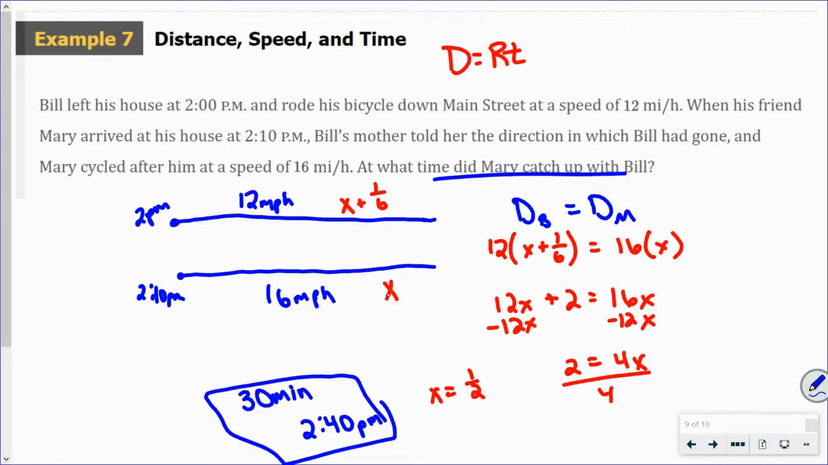And I know that because x here is 30 minutes, and she started at 2:10. Here, I have to take my 30 plus the 10 minutes equals 40 minutes, and 2 p.m. plus 40 minutes is 2:40. Okay, so it said at what time, which is why we say 2:40 p.m.